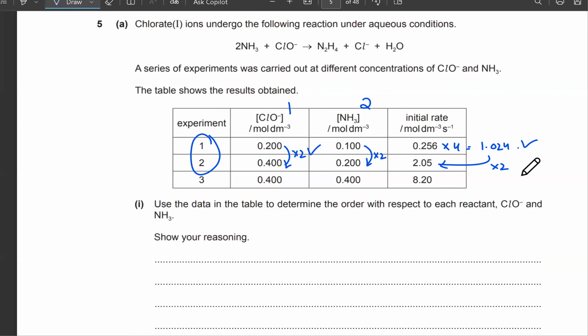Is that clear? Yep. Can you explain one more time? Wouldn't this be second order then with respect to ClO minus?